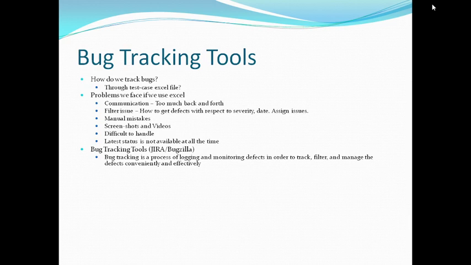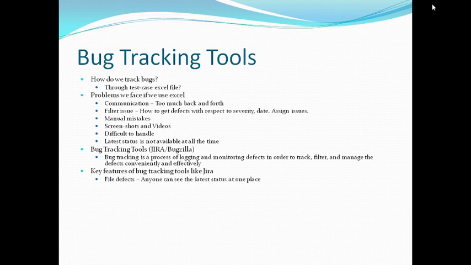So, what is a bug tracking tool? A bug tracking tool is a process of logging and monitoring defects in order to track, filter, and manage the defects conveniently and effectively. QA can file or log the defects. Everybody can monitor the defects at the same time. People can filter the defects as per their choice and manage the defects conveniently. So, whatever problems we discussed some time back, all of them would be resolved by using bug tracking tools. Let's see the key features of bug tracking tools like Jira.